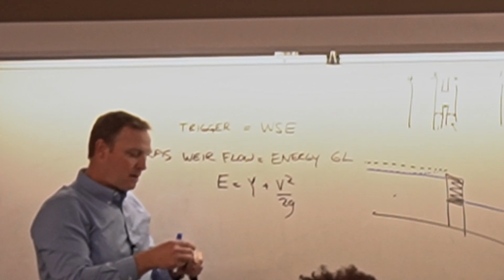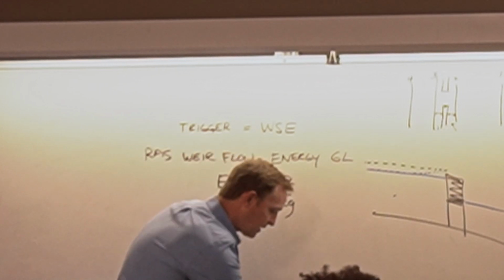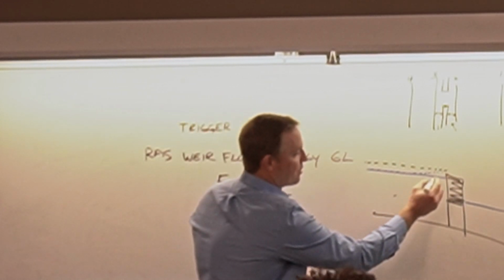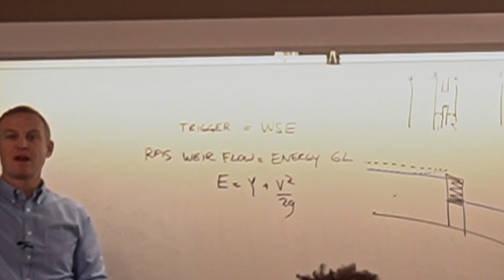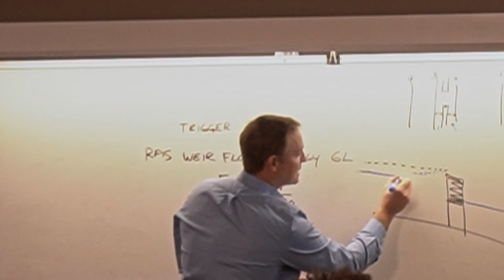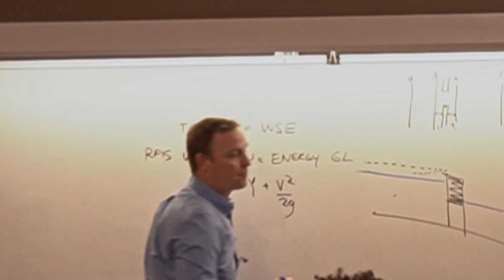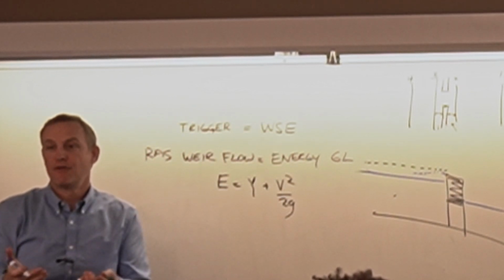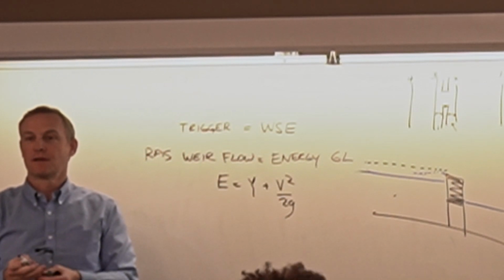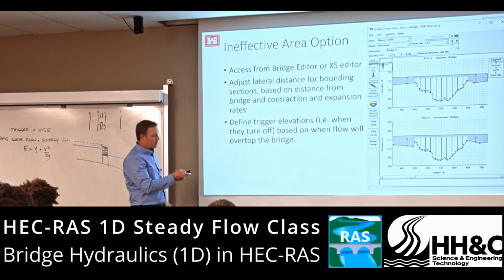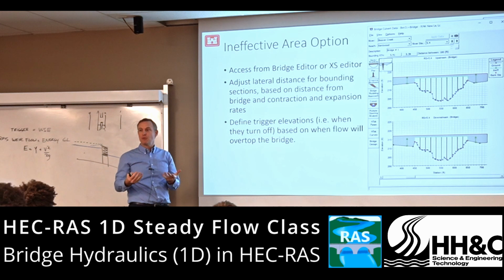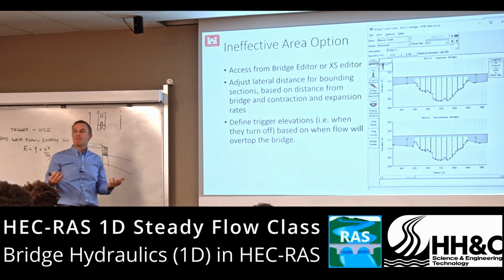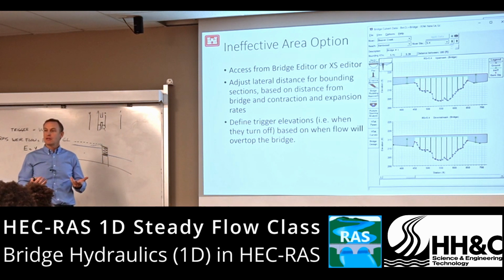So what does that mean? It means that when we set our ineffective flow areas, they can't be at the top of the bridge, because when the energy grade is over the top of the bridge, the water surface tends to be below the top by a half a foot or a foot or something. So our energy grade line trigger elevations on the upstream side will tend to be lower than the top of the bridge deck by some measurable amount. And you won't know what that amount is until you run the RAS model and look at the output.